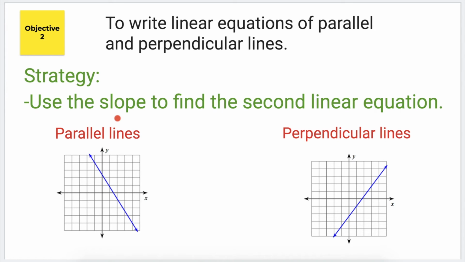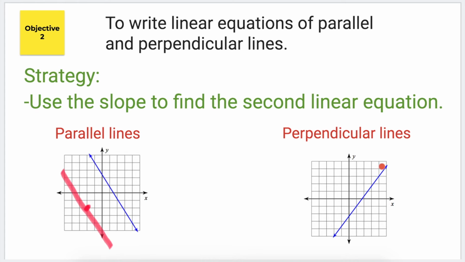When it comes to figuring out a parallel line, you need two things. The first thing is you need a given line. The second thing is you will be given a point somewhere on the graph. You need to use the slope of the first line and the point that's given to come up with a line that is parallel to the given line.